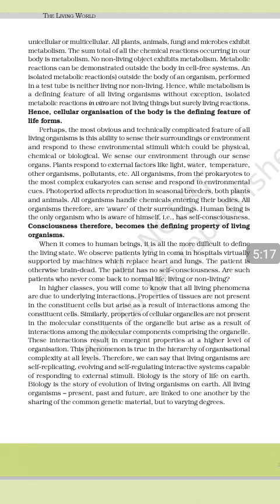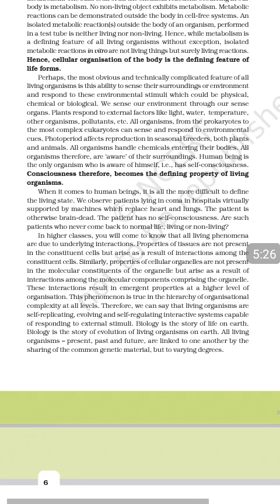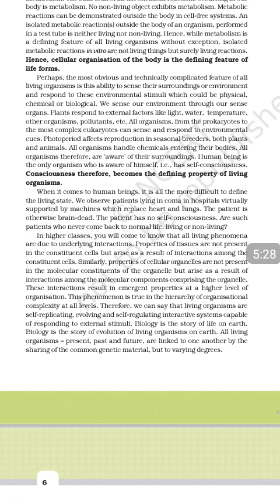Hence, cellular organization of the body is the defining feature of life forms. Okay, this is the important point. Cellular organization of the body is the defining feature of life forms. You have to remember these bold things.